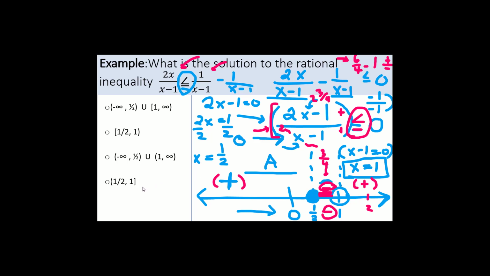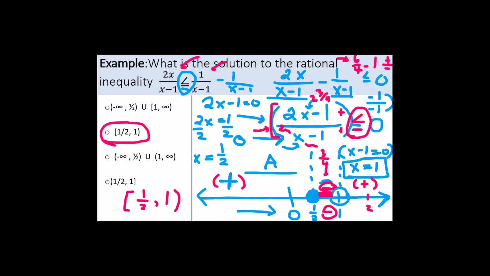So the way that we write that, when we include a number, we use that hard bracket. So it's going to be 1/2 to 1, and then we use a parentheses, or I'll call it a soft bracket, to show that we're not including that. So let's see if we can find that solution up here.